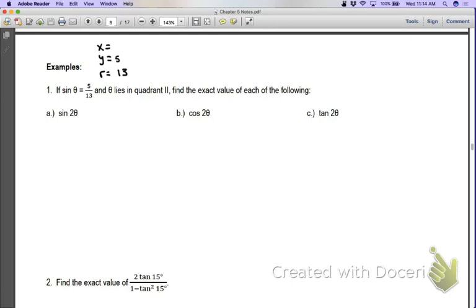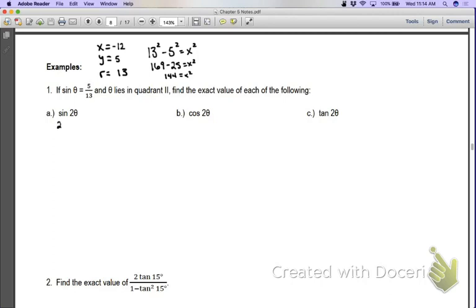So then I need to figure out what x is, using the Pythagorean theorem. 13 squared minus 5 squared equals x squared. 169 minus 25 equals x squared. 144 equals x squared. So it's going to be negative 12 because it lies in quadrant 2. So then I need to go to my formula. So it's sine 2 theta, and I'm just going to go with my formula for sine.